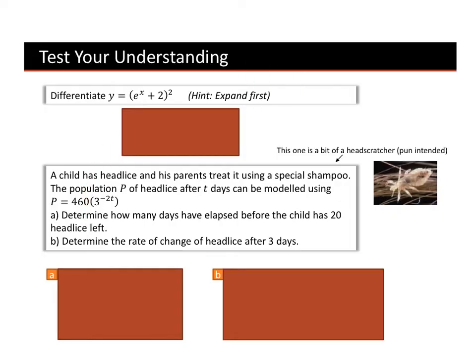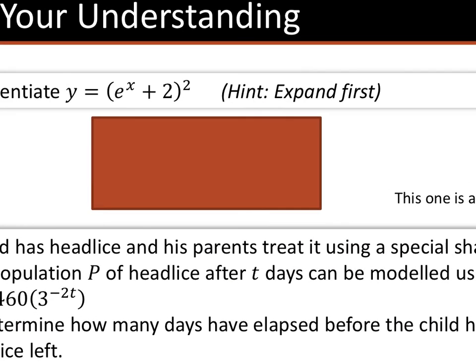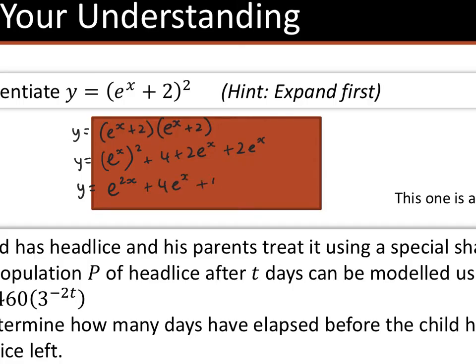Okay, so for the first one, we need to expand. So we're going to have e to the power of x plus 2 multiplied by e to the power of x plus 2. So you're going to get y equals e to the power of x times e to the power of x, which is e to the power of x squared, plus 2e to the power of x plus 2e to the power of x plus 4. I'm going to rewrite that using laws of indices: e to the power of x squared is the same as e to the power of 2x, plus 4e to the power of x plus 4.